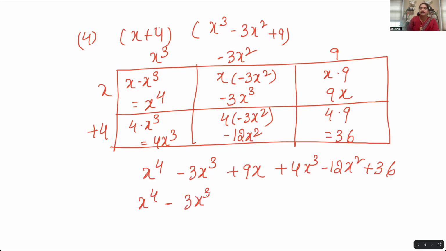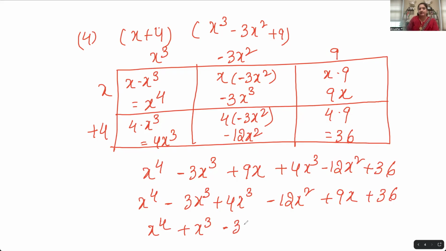Like terms are with the same degree. So 3x³ and 4x³ have the same degree. And minus 12x² and 9x and 36, right? Okay, so x to the power of 4, 4x³ minus 3x³ is plus x³, minus 12 plus 9 is negative 3x², plus 36. Okay, we combine the like terms, okay?